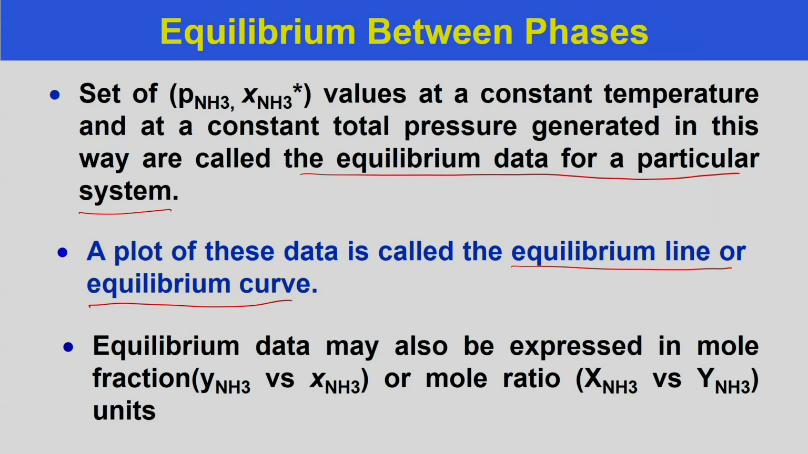Now, how to express the equilibrium data? We can express it either in terms of the mole fractions, that is small y NH3 and x NH3, the gas phase concentration and the liquid phase concentration in terms of the mole fractions, or we can write it in terms of the mole ratio, which is capital X NH3 versus capital Y NH3. So, this is in the mole ratio unit and this is in the mole fractions unit.